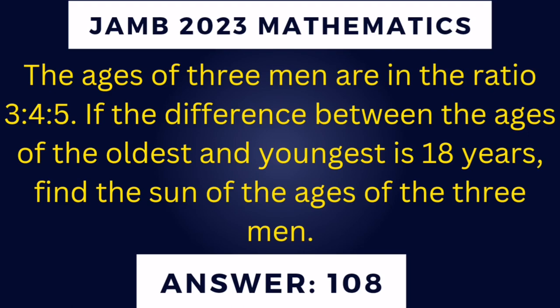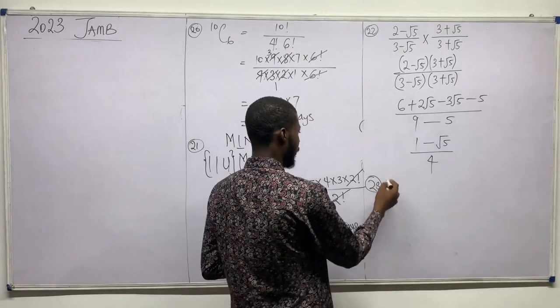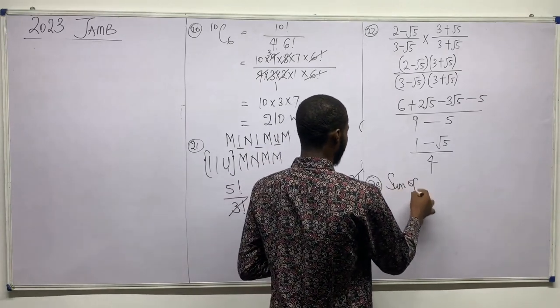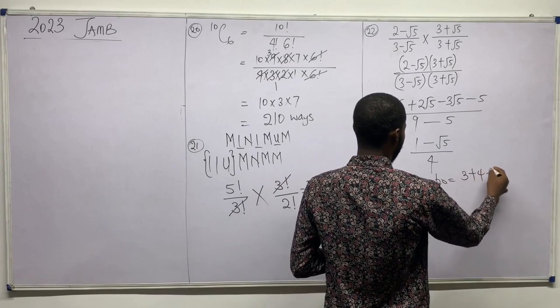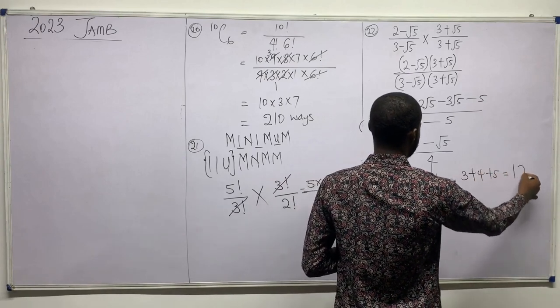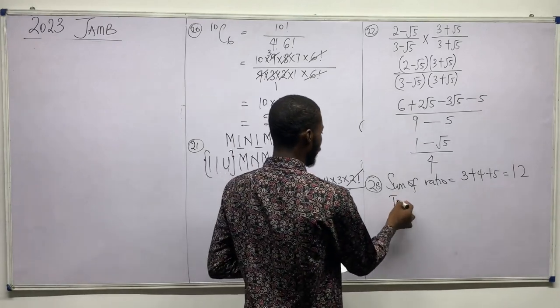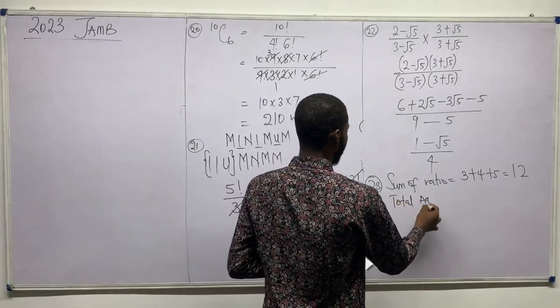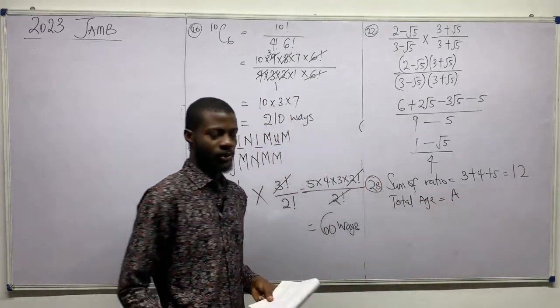Now, to get started, the ratio is 3:4:5. So, first of all, the sum of the ratio. 3 plus 4 plus 5, what does this give to us? 12. So, that's the sum of the ratio. Now, let me call the total age A, capital letter A.